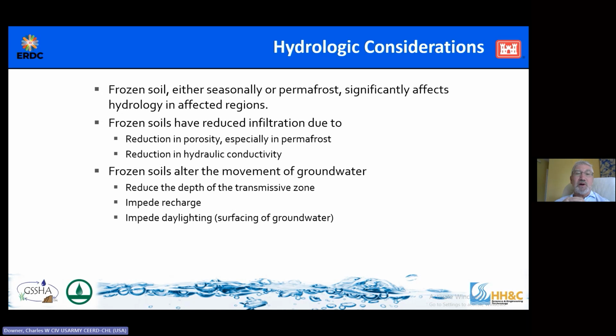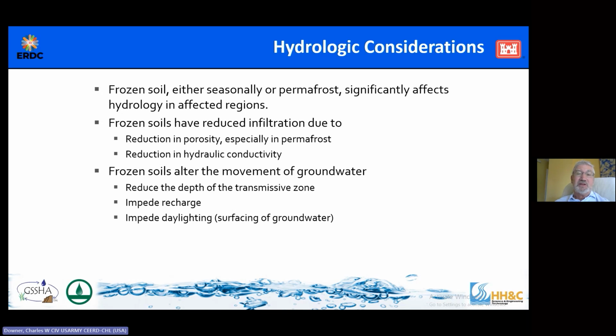And so that's going to be represented as also a reduction in the hydraulic conductivity. So the porosity is kind of just taking up the space, and then with the hydraulic conductivity, you're blocking the pathways. Frozen soils also alter the movement of groundwater, so that's going to reduce the depth of the transmissive zone. So if you had the groundwater, say it was just free surface and went all the way to the land surface, wherever it's frozen, that's no longer going to flow horizontally to any real extent.